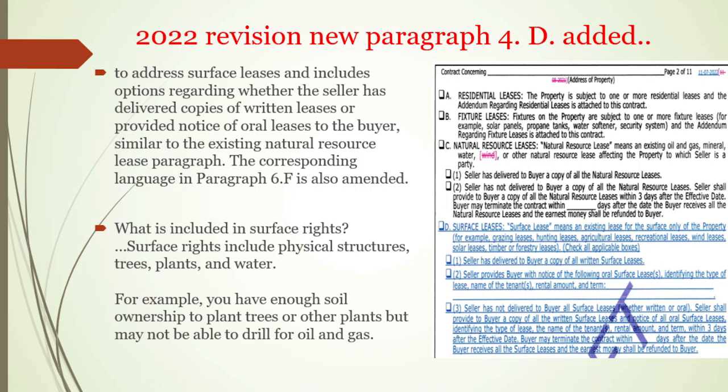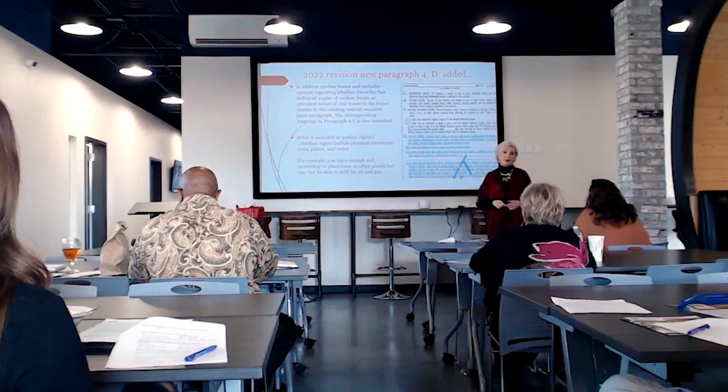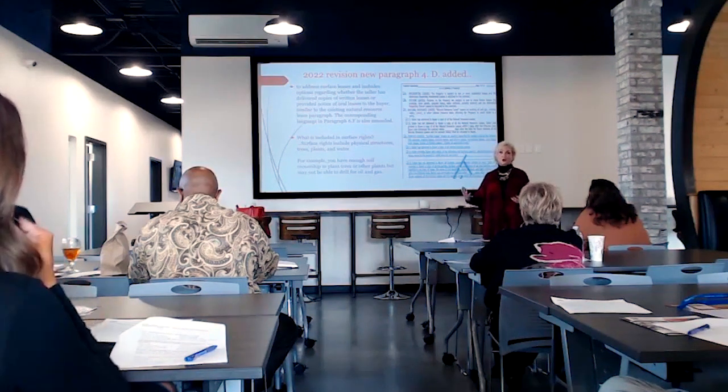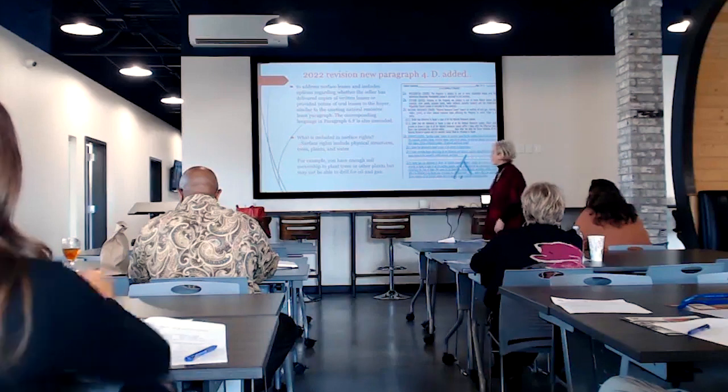2022 revision, new paragraph 4D added. Surface leases. To address surface leases, it includes options regarding whether the seller has delivered copies of written leases or provide notice of oral leases to the buyer. Similar to the existing natural resource lease paragraph, the corresponding language in page 6F is also amended. They put surface leases because of that example I gave about the water and that closing that we did. Finally they realized that there is an issue with surface water in surface leases, okay?